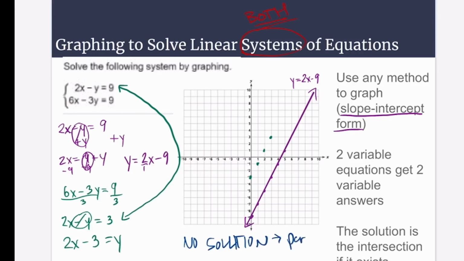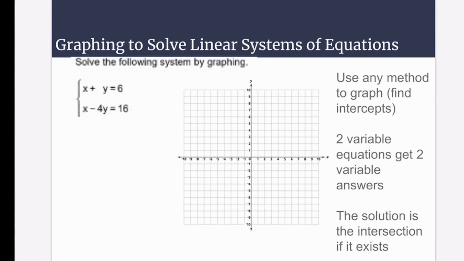The reason is they're parallel. But when we graph this, you'll see it. And there's our graph, y equals 2x minus 3. So when we graph this, there's no solution. They don't intersect because they're parallel. But that's how you do it in slope-intercept form. You could solve them for y and graph each one. The second problem, we're not going to use this method. We're going to do something a little different.